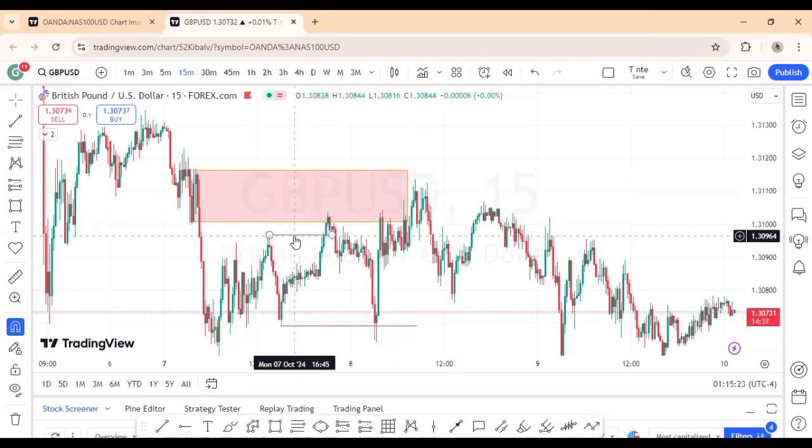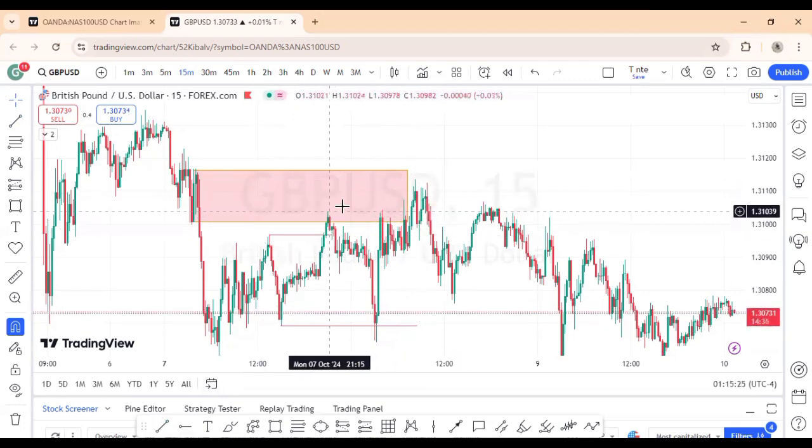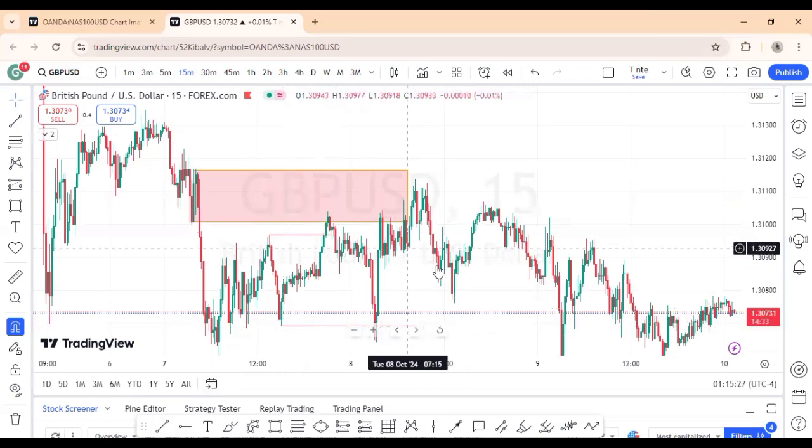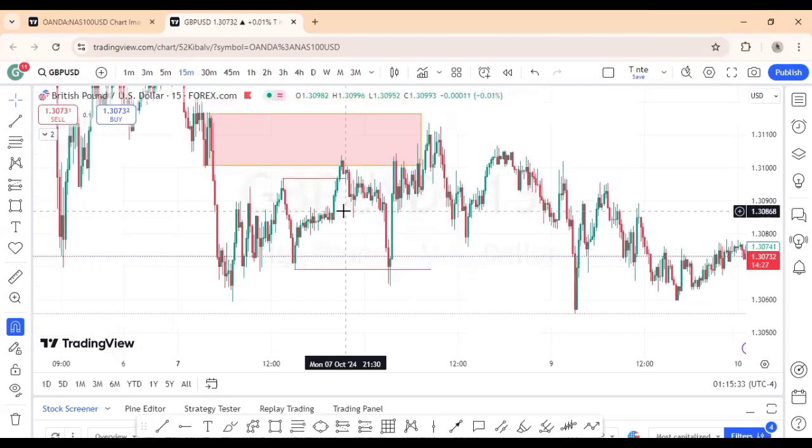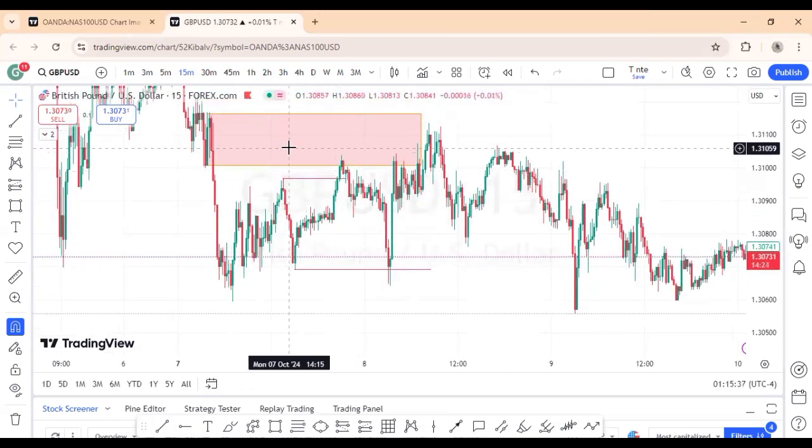You can see this inducement here. You can see how price came, tapped, and went for the low of that candle, right? And then consequently it went for what? This low here, this lower low. All right. So this is a very good case of what? Engineered liquidity.